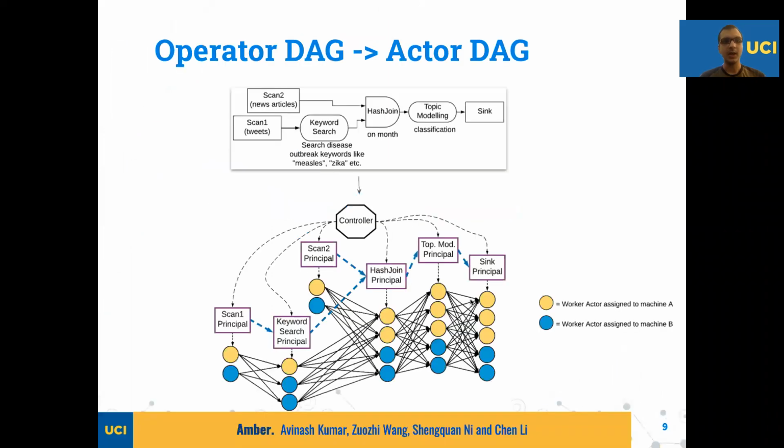This slide shows how Amber converts an operator DAG into an actor DAG. The entire workflow is managed by a controller actor, whereas an operator is managed by a principal actor. Every operator is allocated multiple worker actors that execute the operator's logic. Note that the workers are distributed across machines.